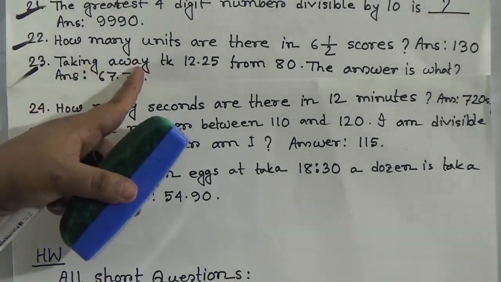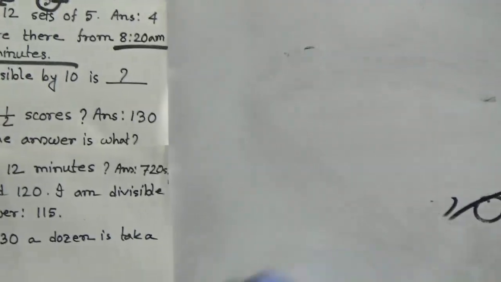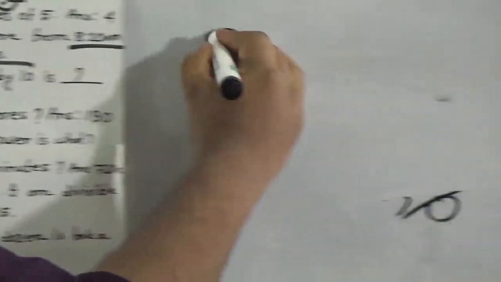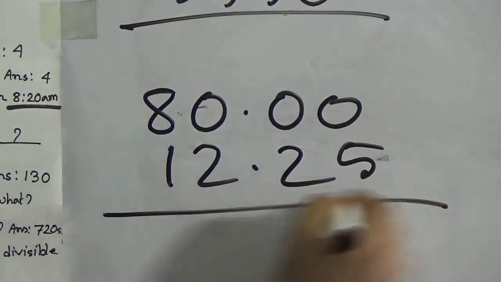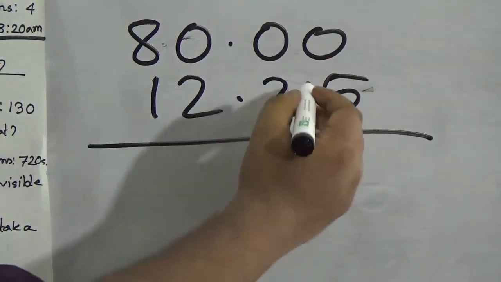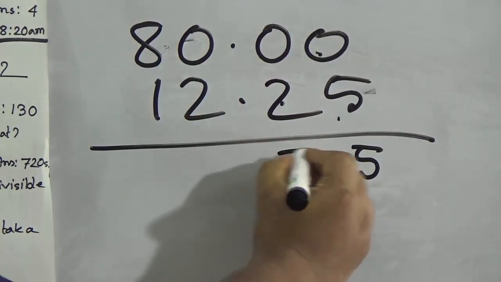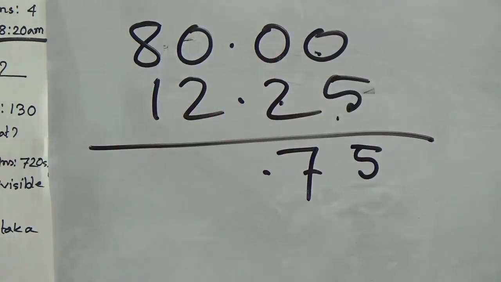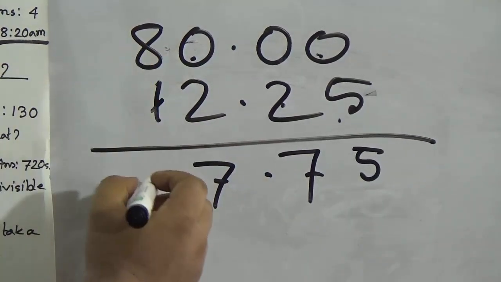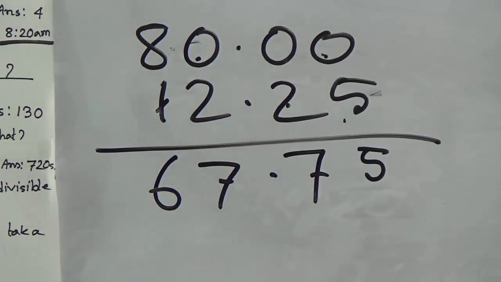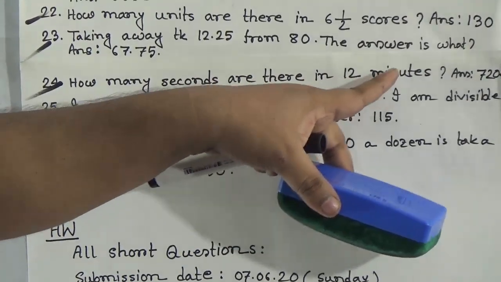Next question, taking away 12.25 from 80. The answer will be what? That means we subtract 12.25 from 80. 80.00, then 12.25. 5 from 10, it will be 5. This one is added, this 2 with it will be 3. 3 from 10, that means 7. Carrying 1, this one added with 2 and it will be 3. 3 from 10, that means 7. And this one is added with this one, it will be 2. 2 from 8, it will be 6. So the answer is 67.75.